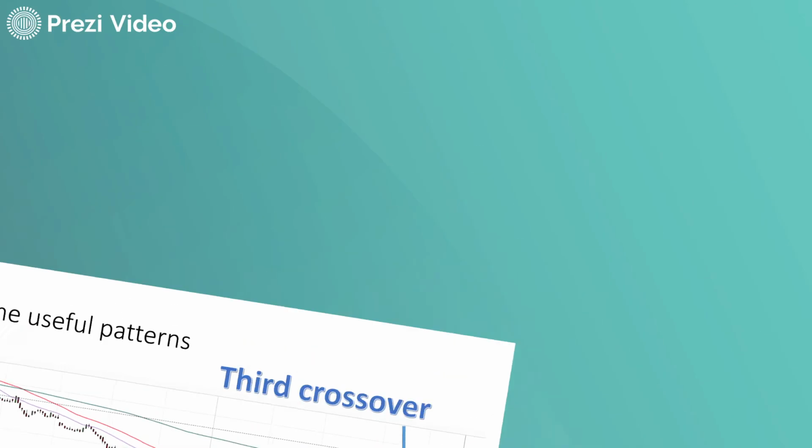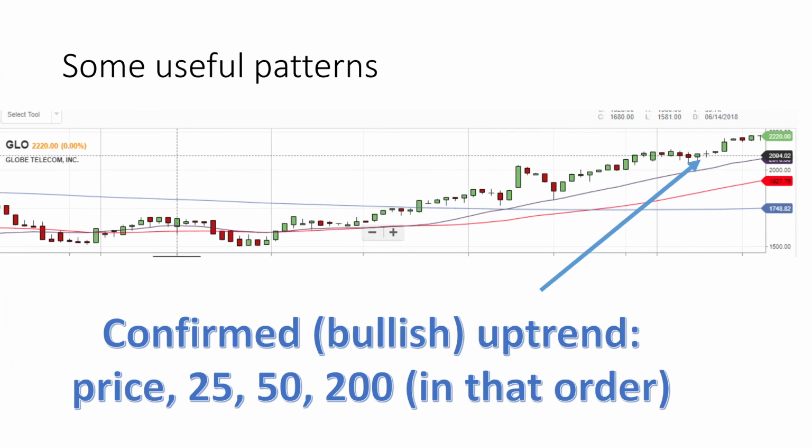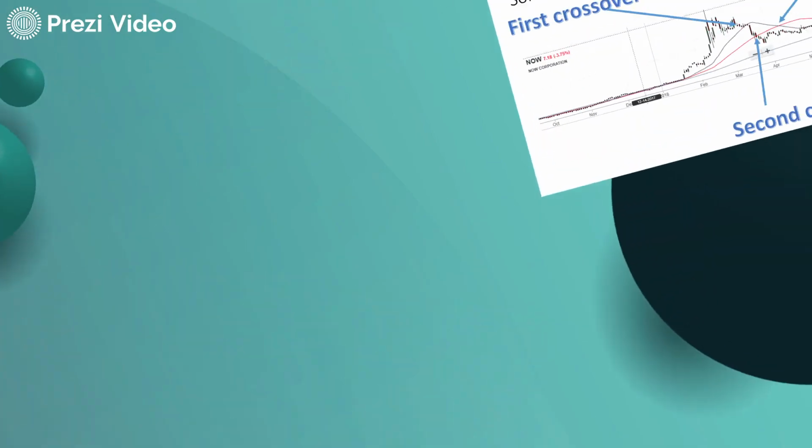Nasa taas na yung price, and then the 25-day, and then the 50-day, and then the 200-day. Yeah, so this is PLDT, right? So, pagdating do sa point na yon, yan na ang confirmed bullish uptrend. So, an example dito is the Globe Telecom. I don't know which year this is, 2018. So, if you can see, yung price nasa taas ng 25-day, nasa taas ng 50-day, nasa taas ng 200-day in that particular order. Yan. So, in this case, this is a confirmed bullish uptrend.